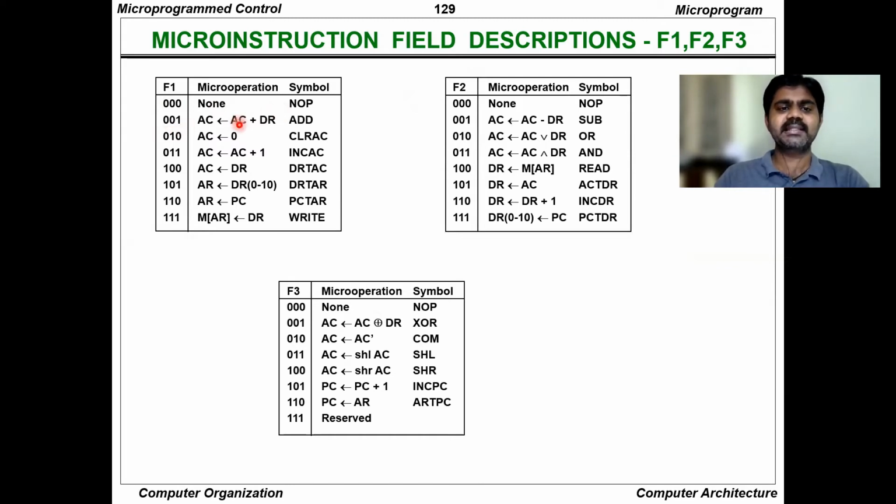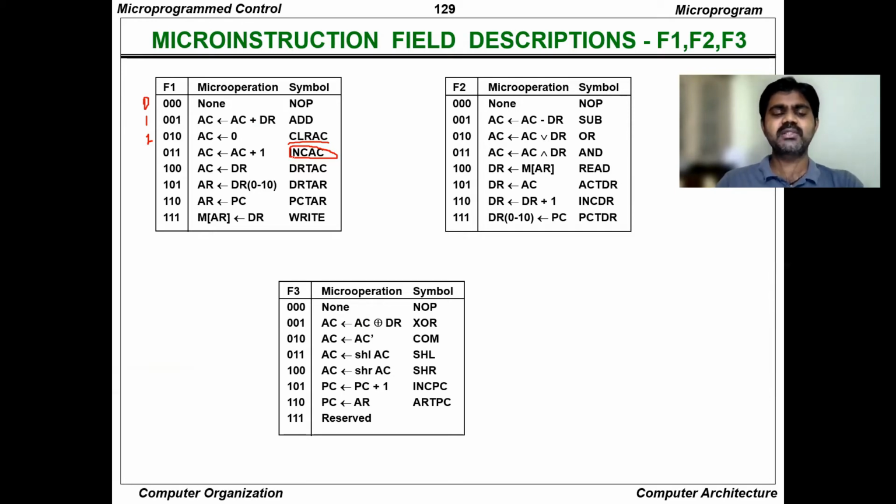So 001 is add, that is accumulator is added with the data register, and the result is stored in accumulator. And 010 is clear accumulator. So this is 0, this is 1, this is 2, like that. CLR AC means clear accumulator. Now next is increment accumulator. Here, F1 mainly focuses on logical micro operations, F2 on subtraction, addition, arithmetic operations, and F3 on shift operations. So F1 is logical micro operations, F2 is arithmetic operations, and F3 is shift operations.